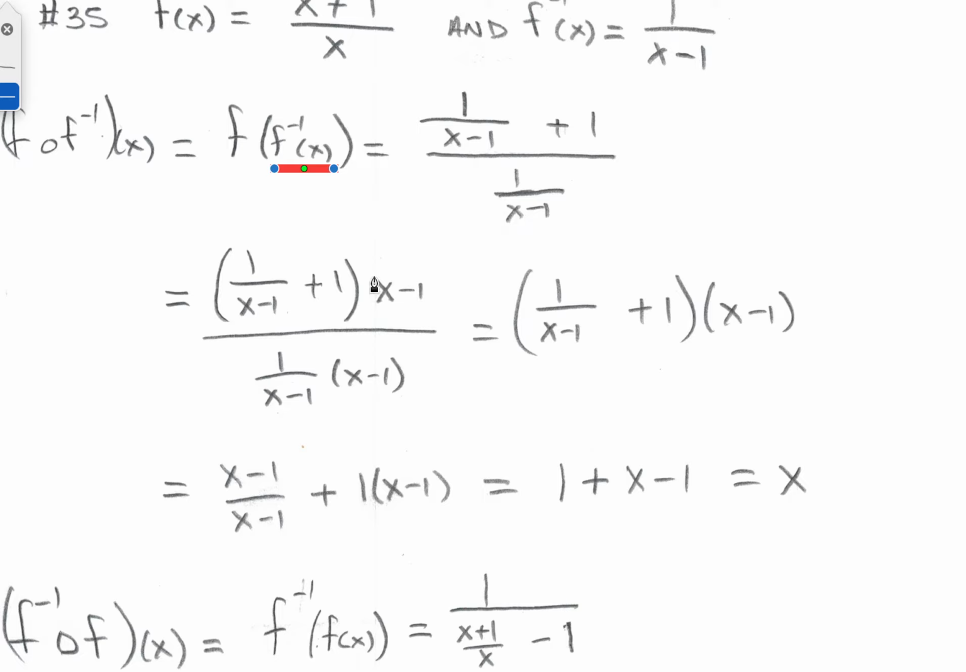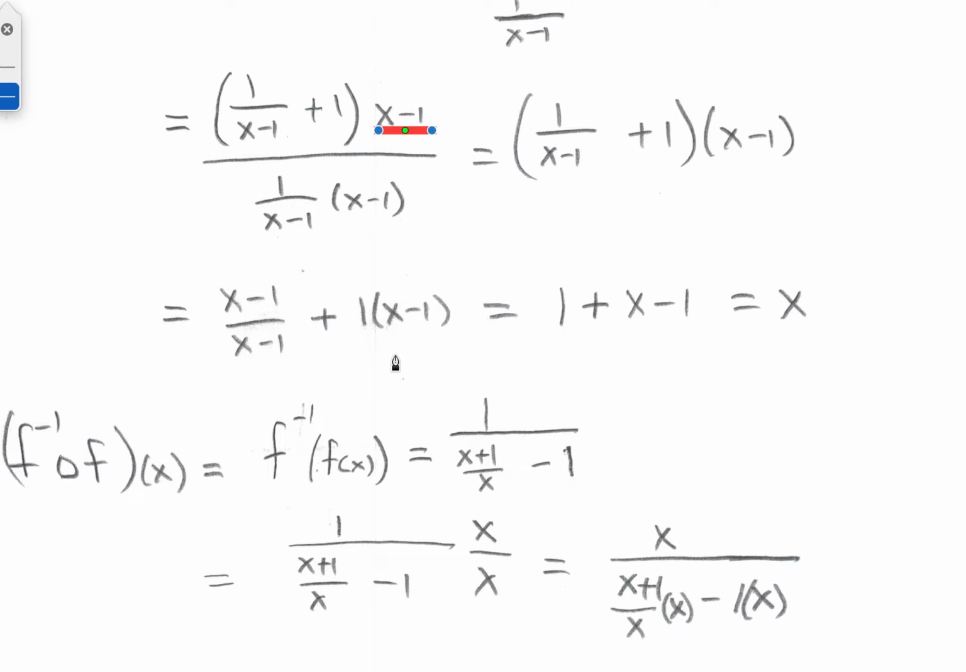And really, maybe I should put this in parentheses too. That might be clearer. So I have a little mistake here. I didn't put this in parentheses. I should probably have put that in parentheses. I did it over here on this side. So when I do that, I get x minus 1 over x minus 1 plus 1 times x minus 1. That's this x minus 1 distributed to both. When that simplifies, x minus 1 over x minus 1 is 1, and then plus x minus 1 minus 1, those simplify and leave me with just x.